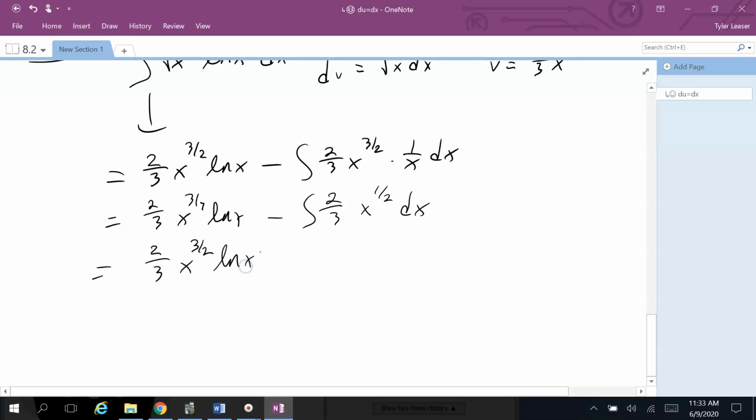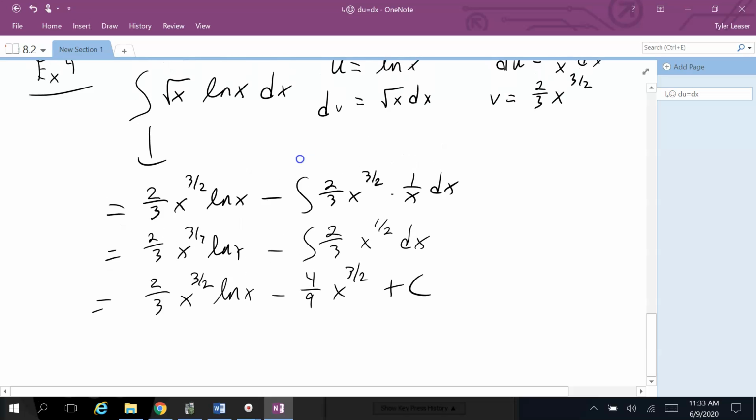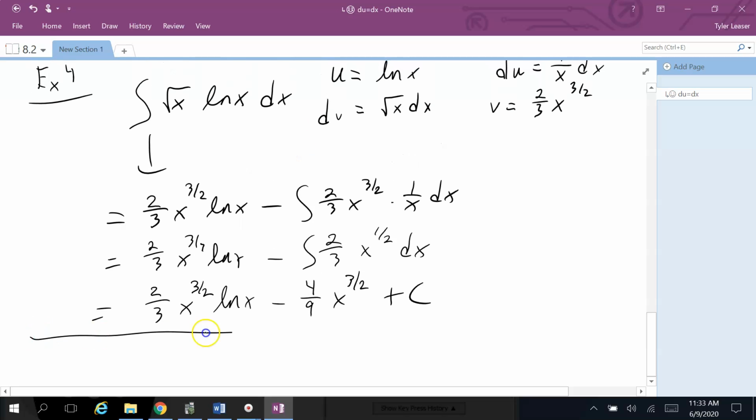So copying the first term. Same antiderivative, this is x to the 1/2. We're going to raise that up to 3/2 and divide by 3/2. So we're going to be multiplying by another 2/3 out in front. 2/3 times 2/3 is 4/9. And then this is x to the 3/2. Don't forget your plus c. Cool, and that's it. So that's going to be our antiderivative for square root x natural log x.